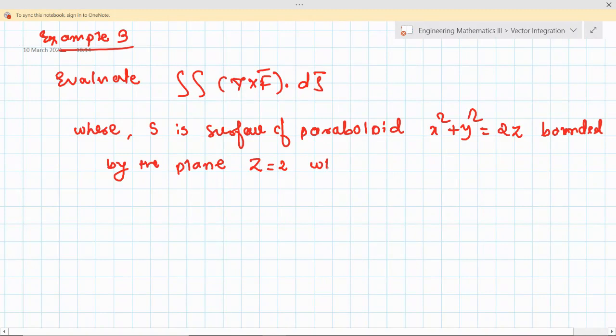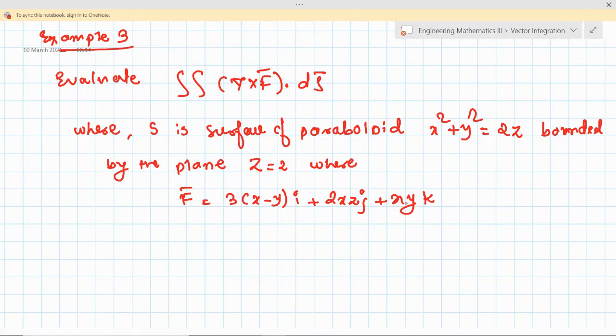Where F bar is 3x minus y i plus 2xz j plus xy k. Okay, so this is my F bar. Now we just have to solve this. We can solve this with the help of Stokes theorem, or just with the surface integral. We are not using Stokes theorem here because the surface integral is very simple.